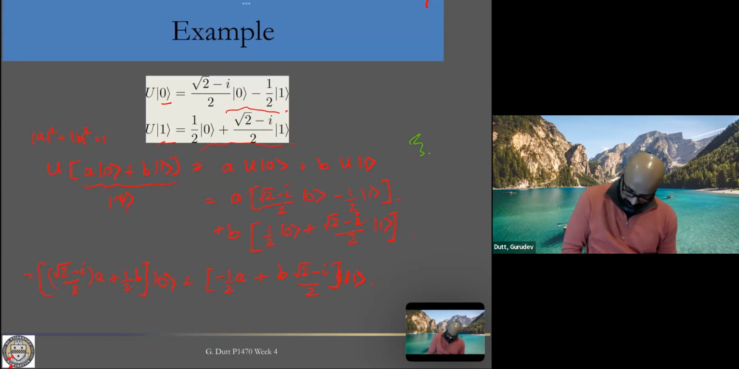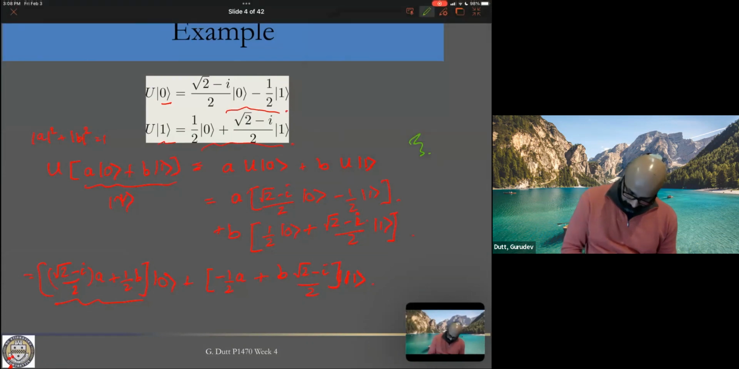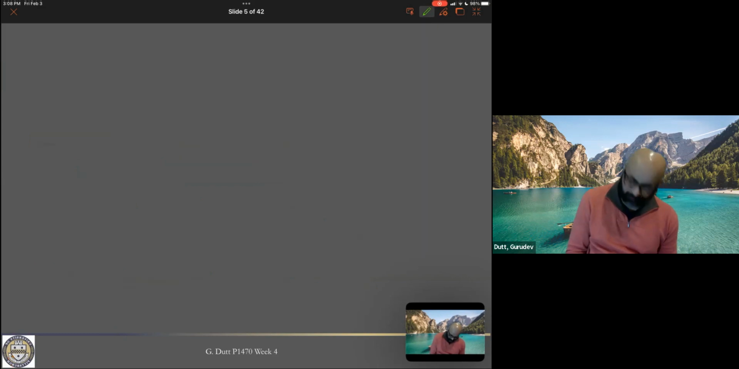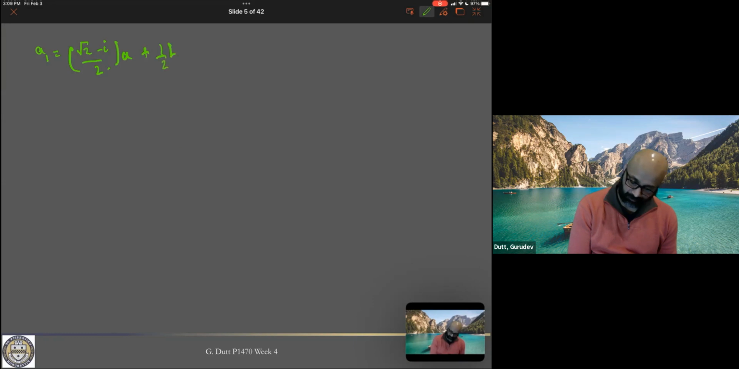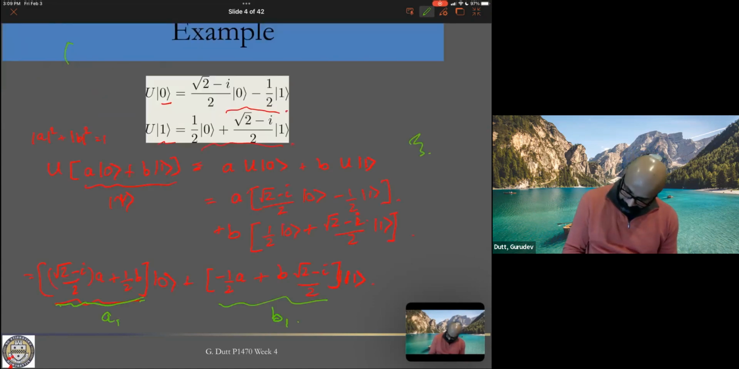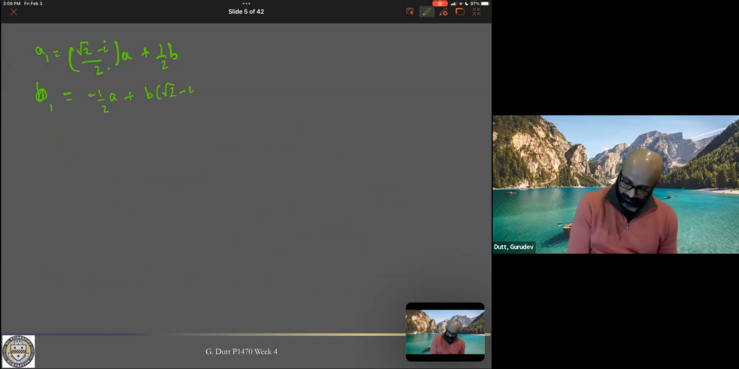Okay, so we have these two coefficients, this coefficient A1 and this coefficient B1. So A1 equals root 2 minus I divided by 2 times A plus half times B, and B1 equals minus 1/2 A plus B times root 2 minus I divided by 2.